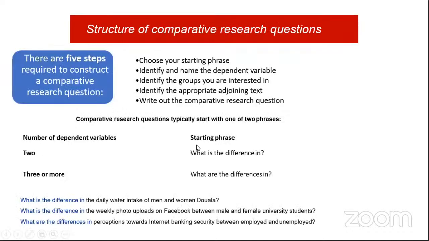Now, for the comparative research questions, you will understand that you want to compare, and you can only do comparison when you have at least two groups. You can compare male and female, trained and untrained, educated and uneducated, happy and sad, sick and healthy, and so on and so forth.